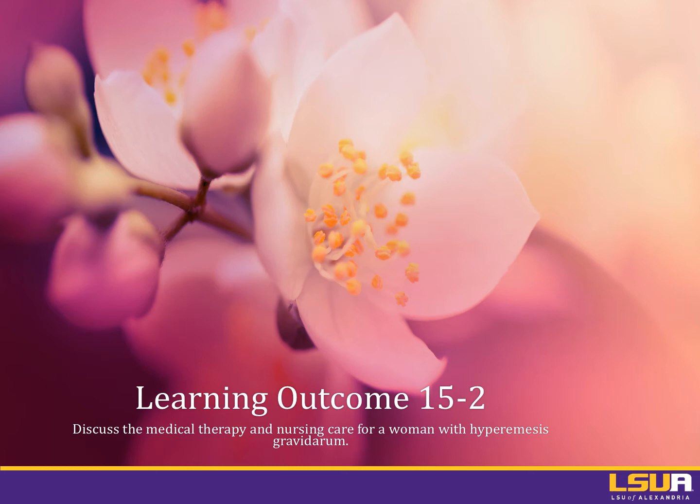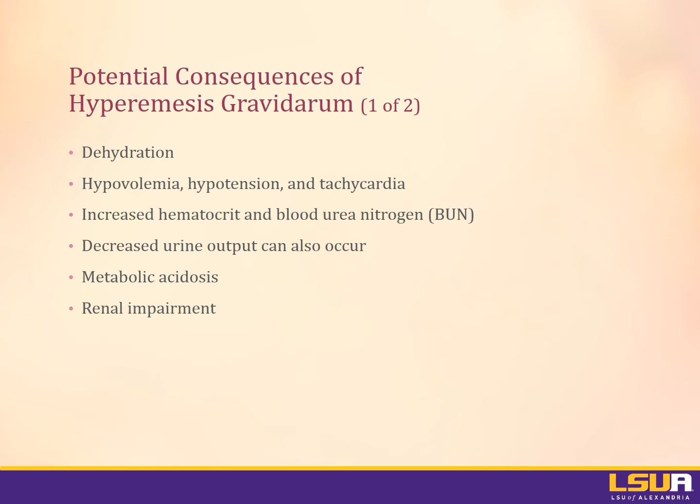Okay, so medical therapy for a woman who develops hyperemesis. Hyperemesis is not your normal nausea and vomiting. If she develops hyperemesis, she runs a risk of dehydration, hypovolemia, hypotension, and tachycardia. Everything that you learned about going into hypovolemic shock can happen if she has hyperemesis. Her hematocrit will go up as well as her BUN, and if you don't understand how that can happen, go and study about dehydration, decreased urinary output, metabolic acidosis, and potentially renal impairment.